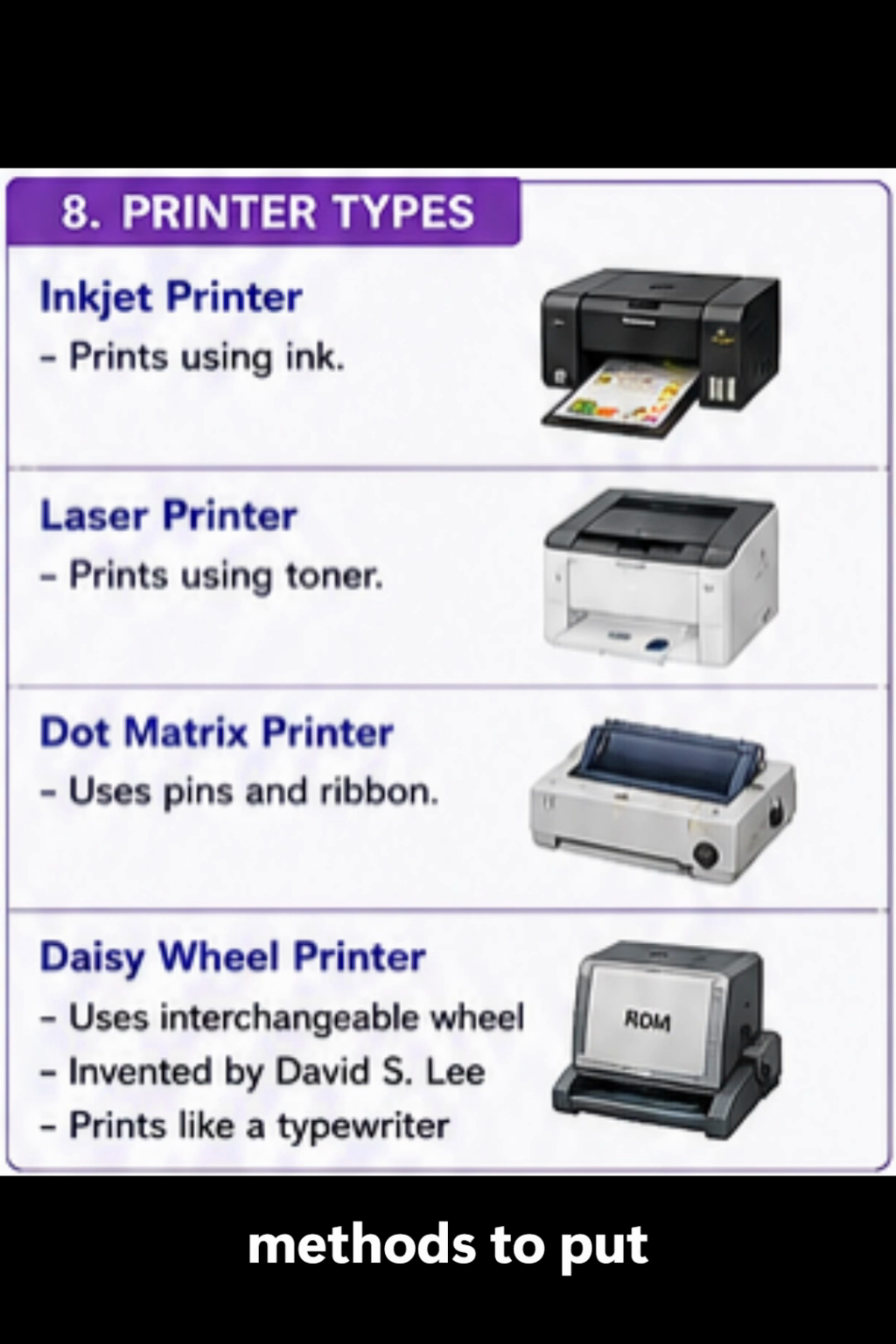Printers use different methods to put images on paper. An inkjet printer sprays liquid ink to print. A laser printer uses a dry powder called toner for high-speed printing. An older type is the dot matrix printer, which prints using tiny pins hitting an ink ribbon. Finally, we have the daisy wheel printer, invented by David S. Lee. It uses a spinning, interchangeable wheel and prints out text just like a classic typewriter.